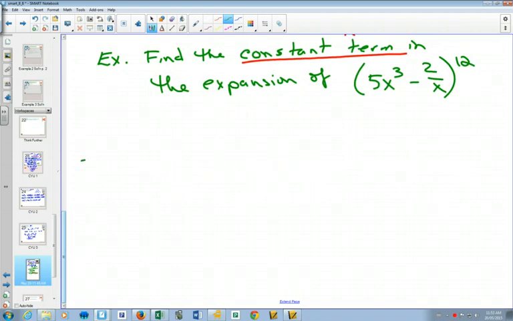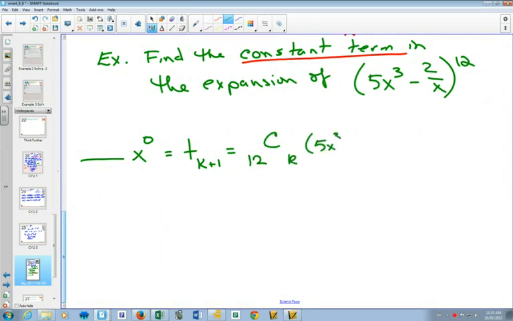So I want some number and then no x's. So all of our x's are going to have to cancel out. Now if we look at t_k, that's some term. We don't know what k is yet. We know that our n is 12. We're choosing k. Our first term is 5x cubed to the power 12 minus k. Our second term is negative 2 over x to the k.